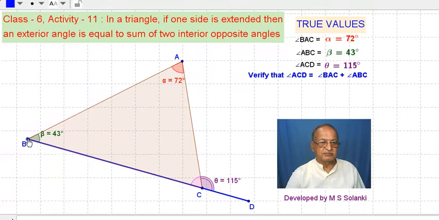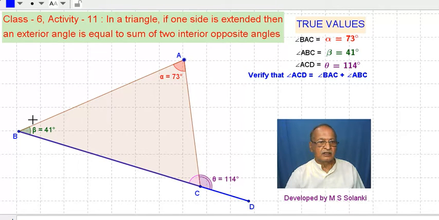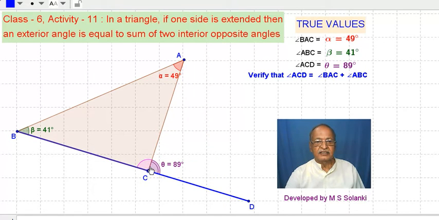For the third reading you can do it here or here, or you may change the position. We will change the position of point B. Now we can see here this is 41 degrees, 75 degrees. Adding these two, certainly a little bit of difference. Now you can note down the values. Again 73, 41, the sum is 114. Now I am changing point C.